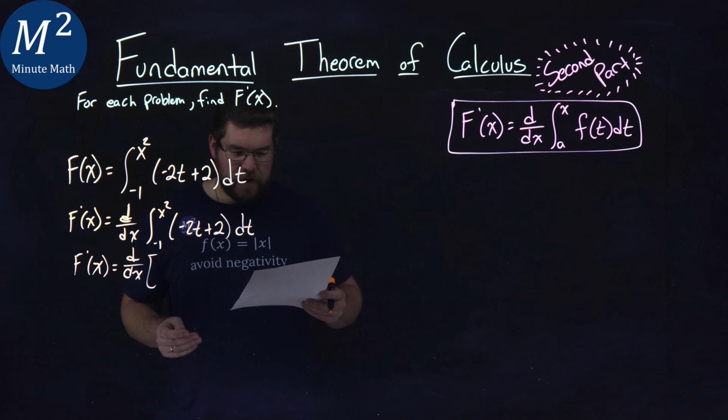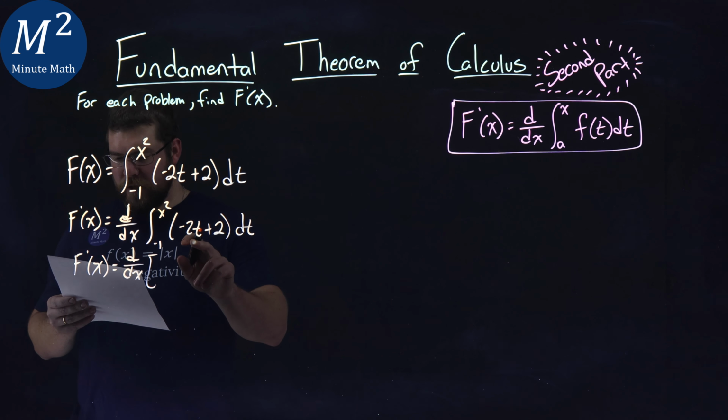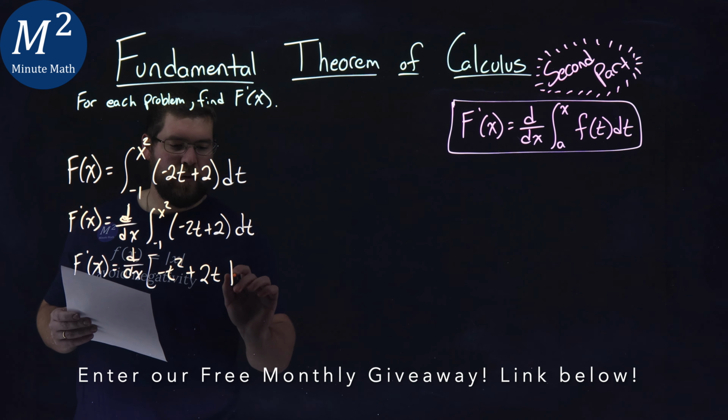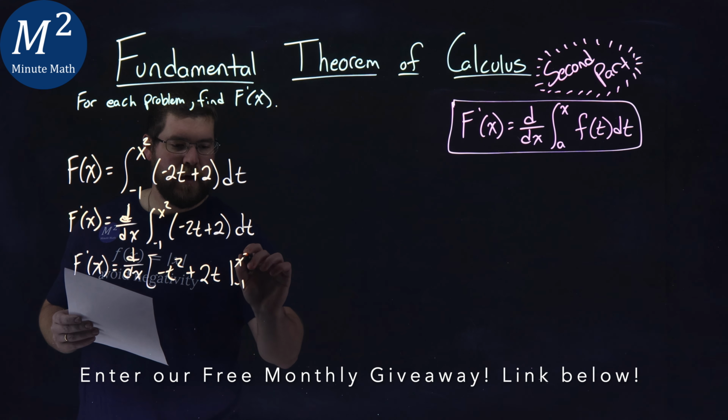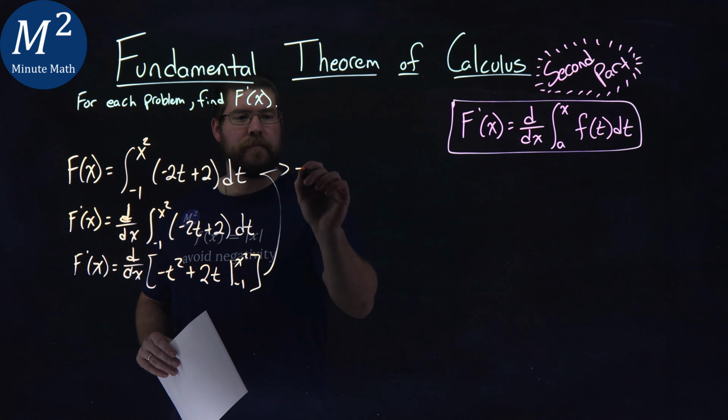What's the integral of -2t plus 2? Well, -2t becomes -t squared, plus the integral of 2 is 2t. And we're integrating this from -1 to x squared. Okay? Let's continue this up here.